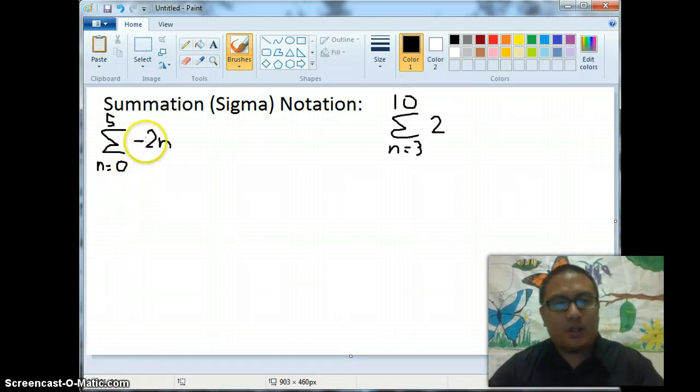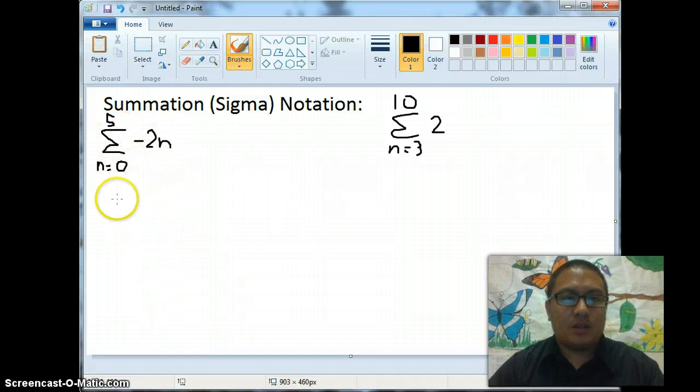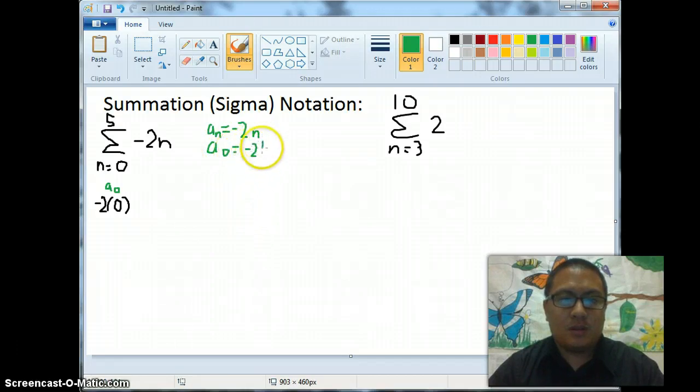Alright, so over here on the left we have the summation of negative 2n from 0 to 5. And we're going to plug in 0, and that gives us negative 2 times 0. And this is basically our a sub 0, right? For the sequence a sub n equals negative 2n, because a sub 0 is equal to negative 2 times 0.